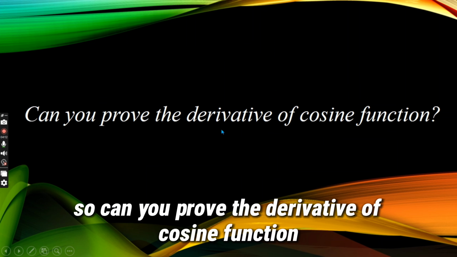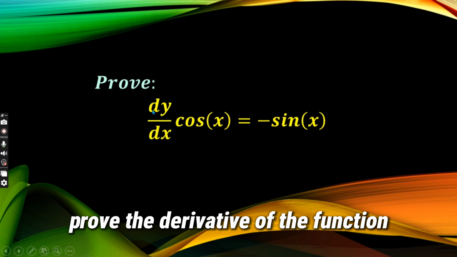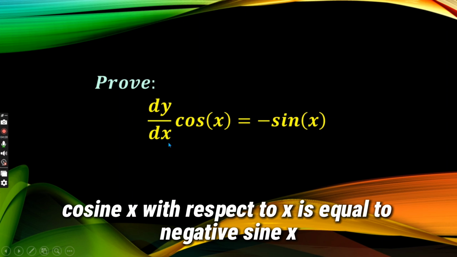So can you prove the derivative of the cosine function? You can show it by performing this. Prove that the derivative of cosine x with respect to x is equal to negative sine x.